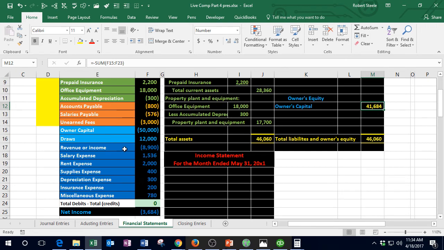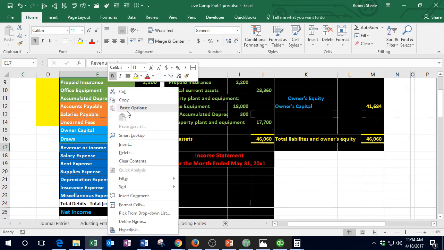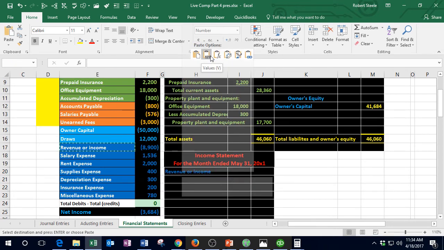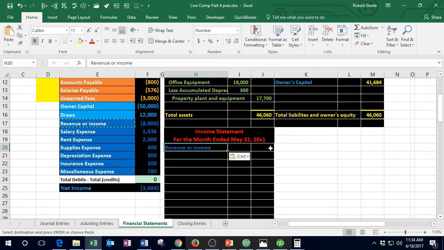So we're going to have revenue and expenses. So those are going to be these numbers here. We're skipping these two, revenue and expenses, for the month of May. So I'm going to copy this one. I'm going to paste it in H20, paste it to 1, 2, 3, values only. And I'm going to put this in the outer column.